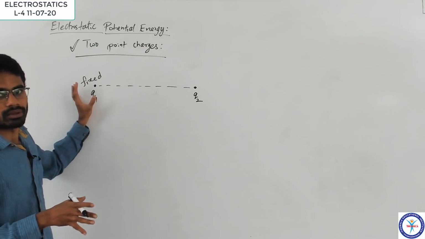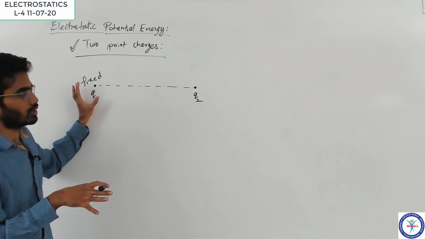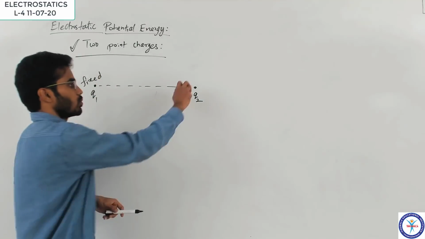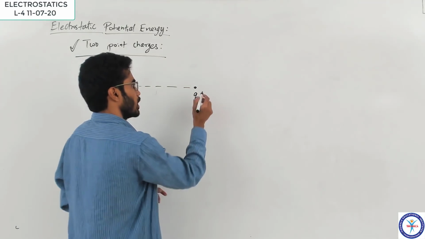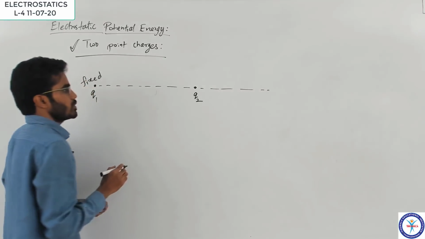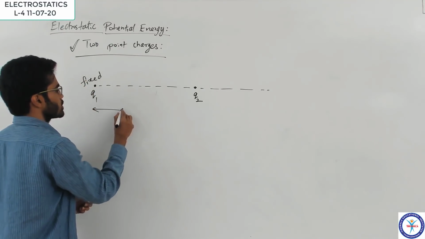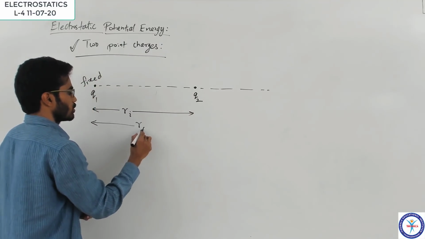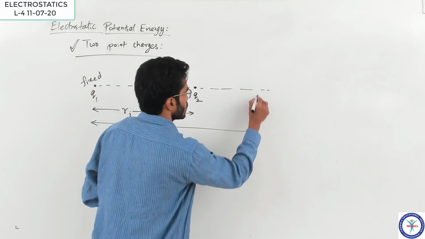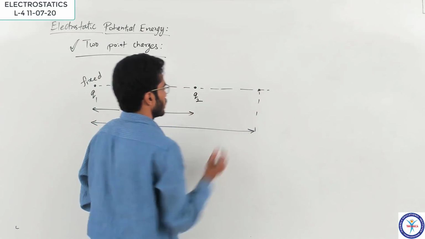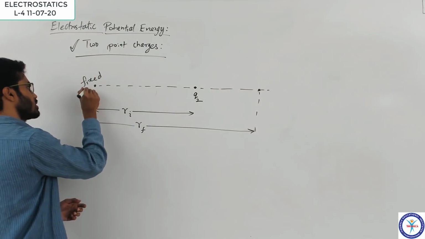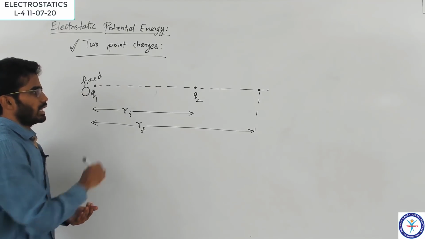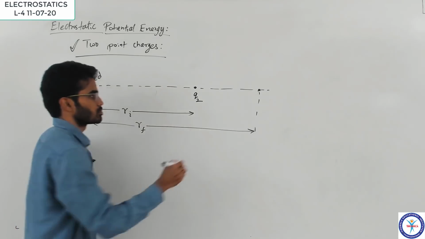But we don't want that to happen. We have an external agent who is controlling all this. We're carefully taking the point charge from one location to another location. Someone is holding the charge and slowly taking it to the other position. So initially, let us say it is at a distance Ri, and finally it was taken to some position R final. Right? Let us say this is origin as well, O, and let us say this is x-axis.